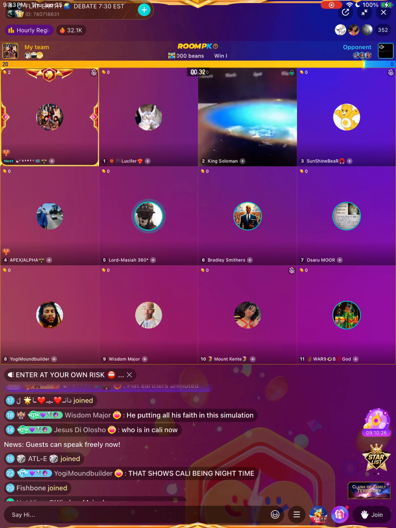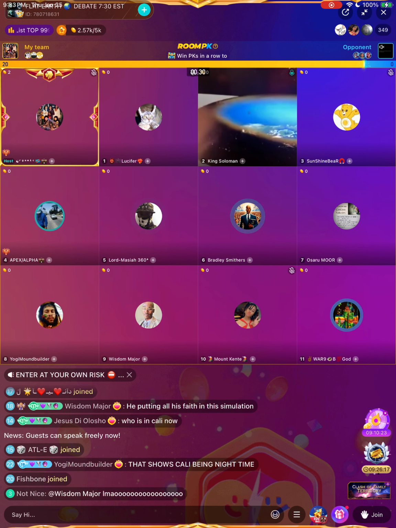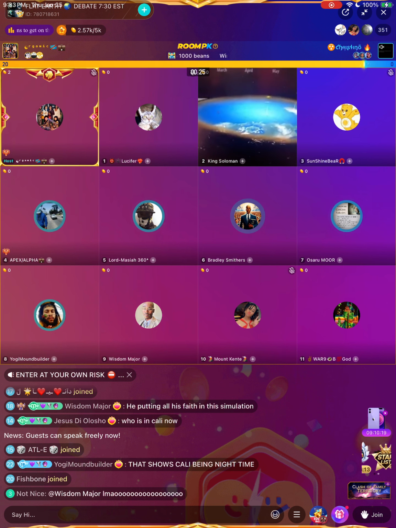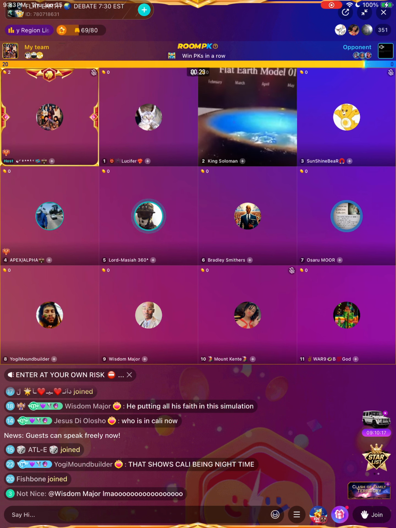But from Mississippi to Florida is dark. Come on, bruh. Why does it show Louisiana and California being nighttime and the East Coast being daytime? Louisiana is 2 hours ahead of California, bro. That's why that shit don't make sense.